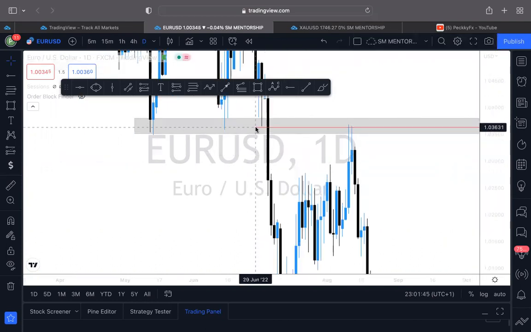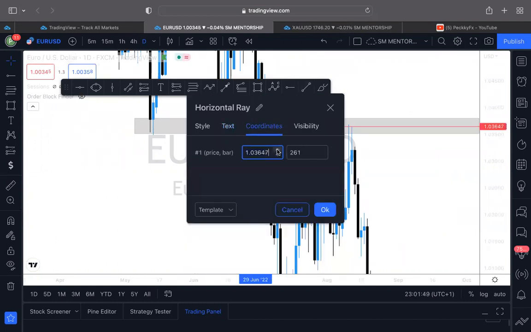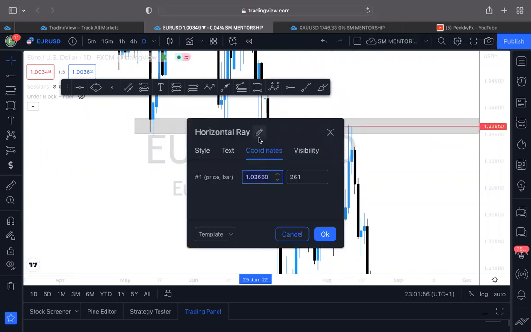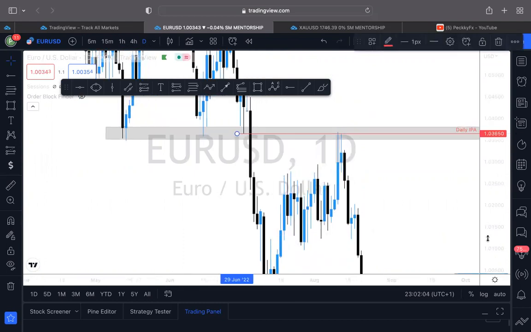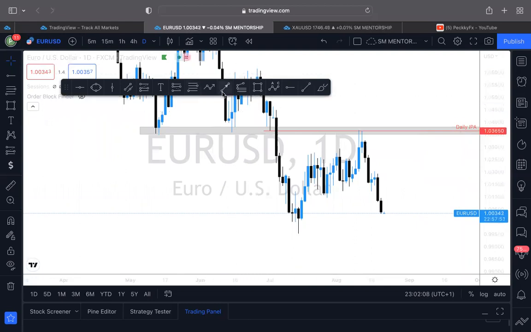Please don't forget the whole number theory. I always use that. I don't miss that. The whole number theory, 50. All right. So this is my daily IPA. I will just have to give it my daily IPA. Daily imbalance.